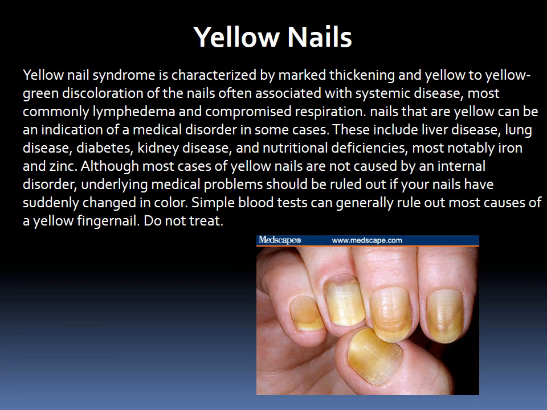Yellow nails. Yellow nail syndrome is characterized by marked thickening and yellow to yellow-green discoloration of the nails, often associated with systemic disease, most commonly lymphedema and compromised respiration. Nails that are yellow can be an indication of a medical disorder in some cases. These include liver disease, lung disease, diabetes, kidney disease, and nutritional deficiencies, most notably iron and zinc.